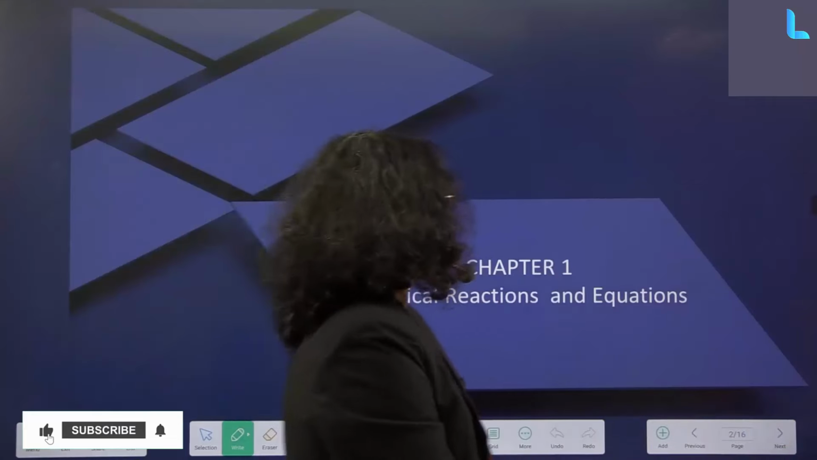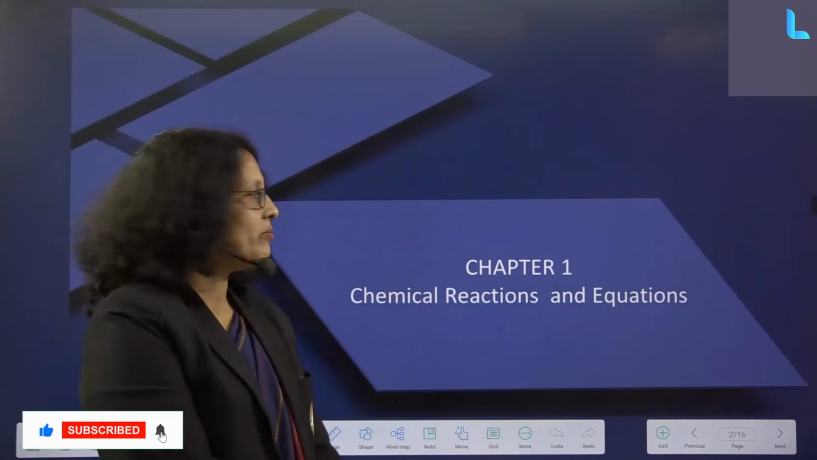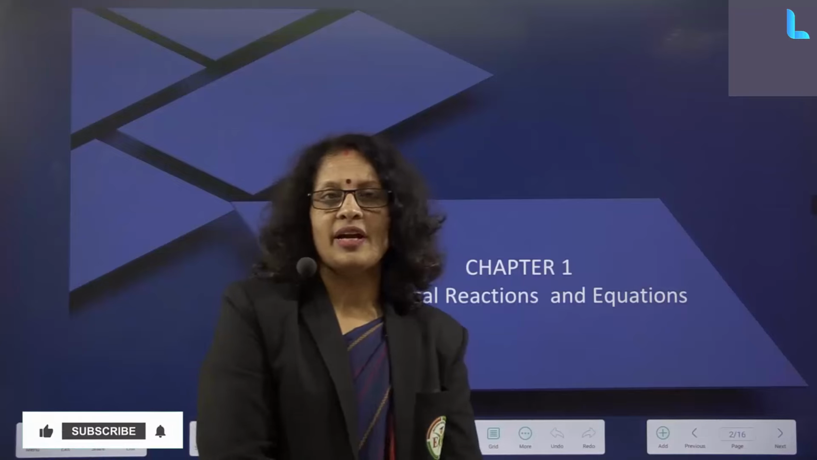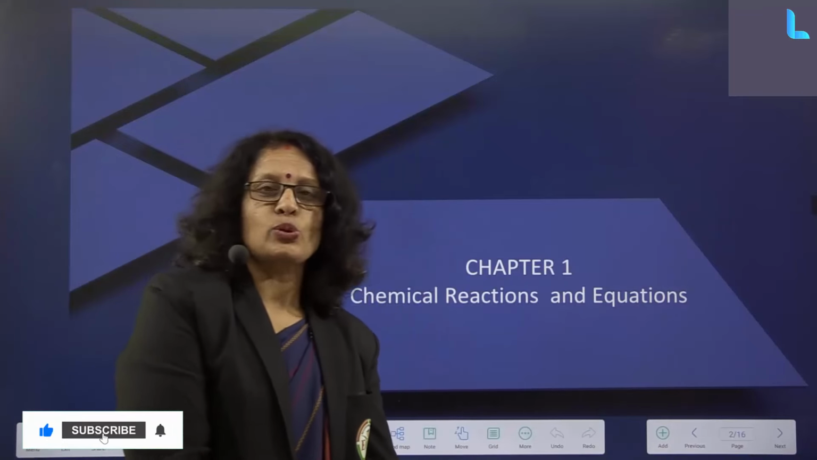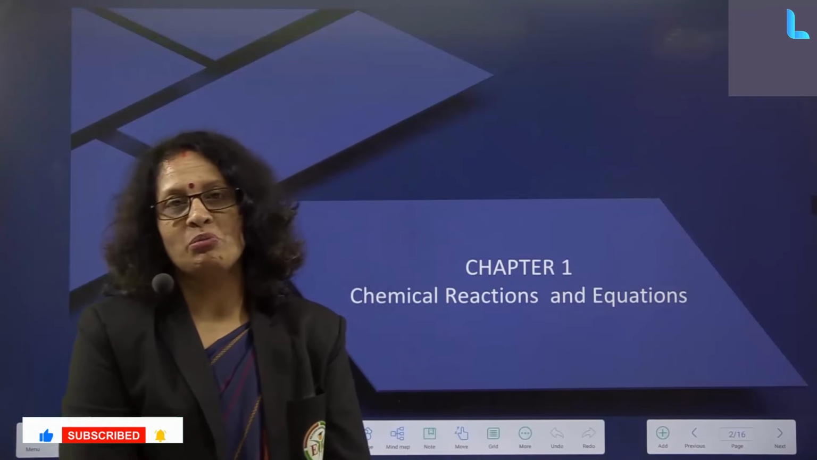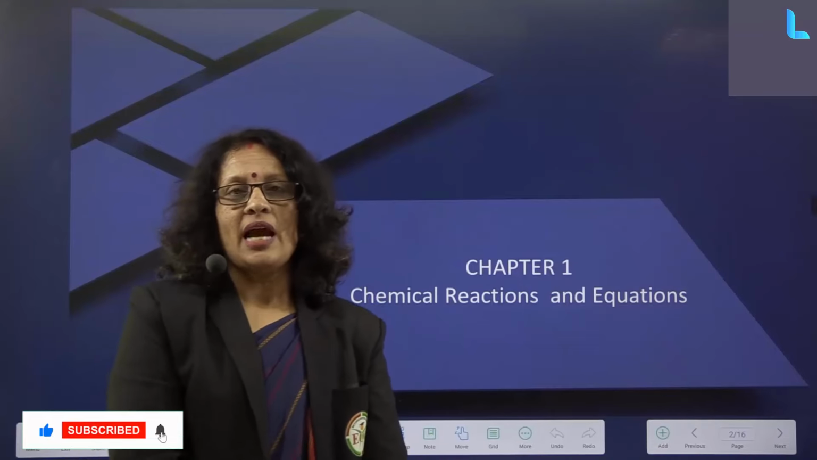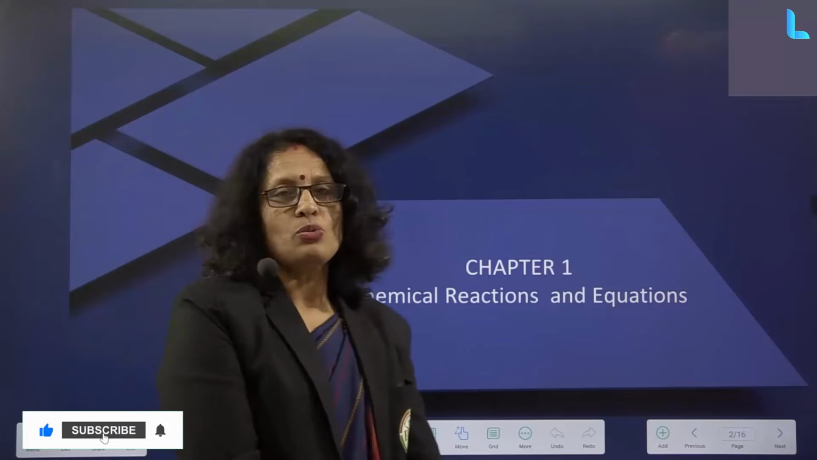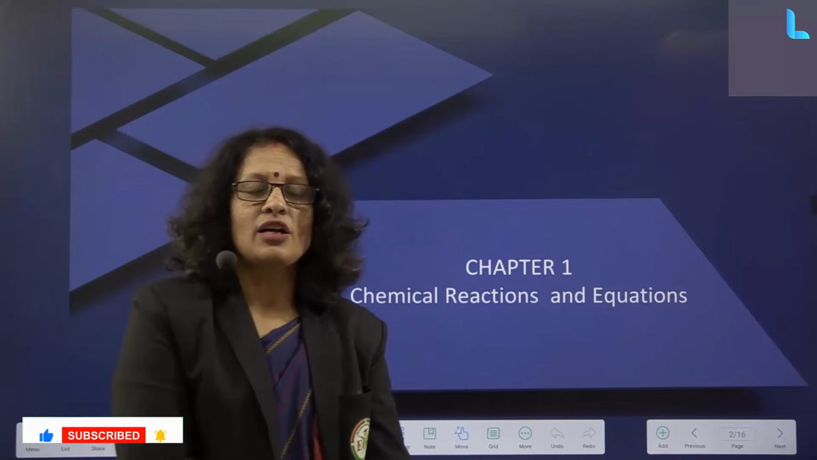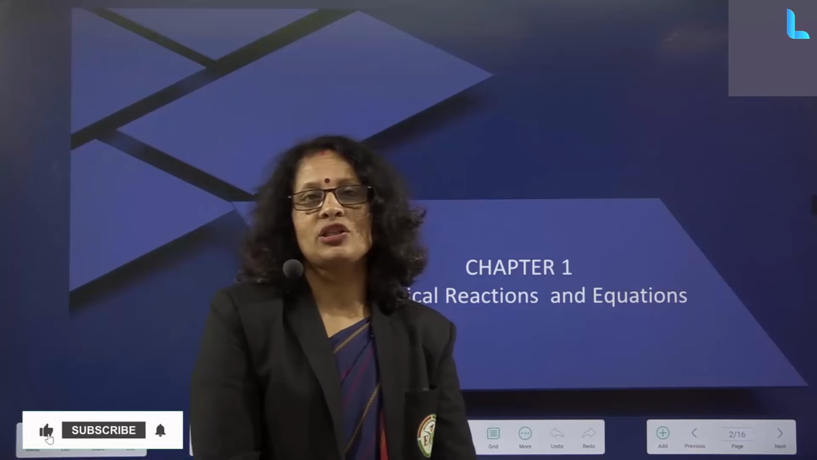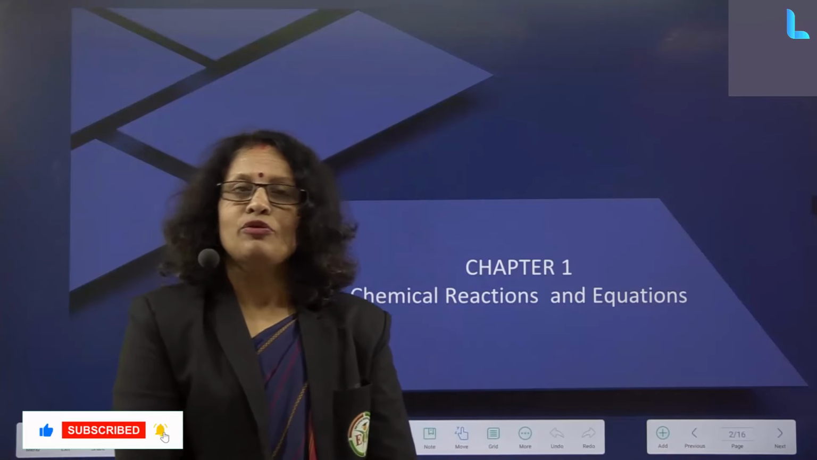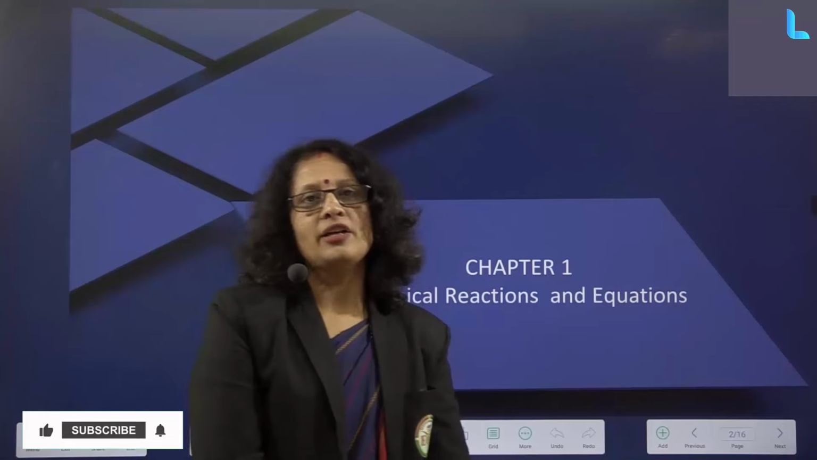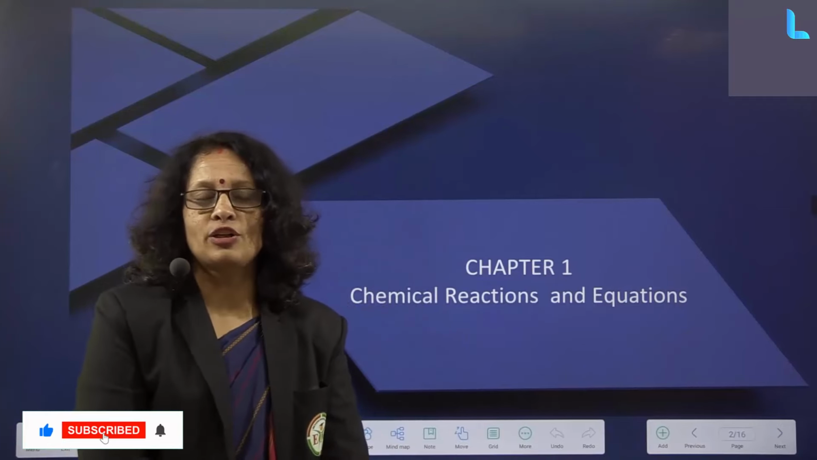Chemical reactions and equations. What do you mean by chemical reactions? Every activity in our daily life is associated with some kind of chemical reaction. If we write it in the form of equations, reactants are on the left hand side and products on the right hand side. So what are chemical reactions? Like cooking of food is a chemical reaction. Changes can be divided into a physical change and a chemical change.